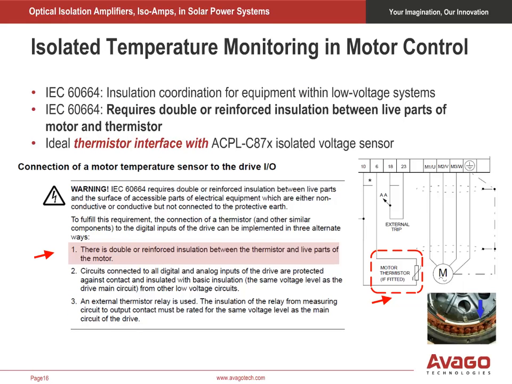Another area that requires isolated temperature monitoring is motor control. Safety regulations such as IEC 60664 require double or reinforced insulation between live parts of the motor and thermistor temperature sensor.